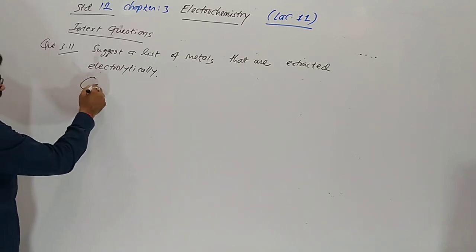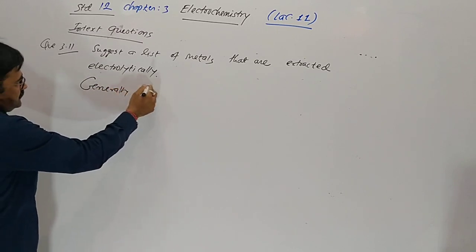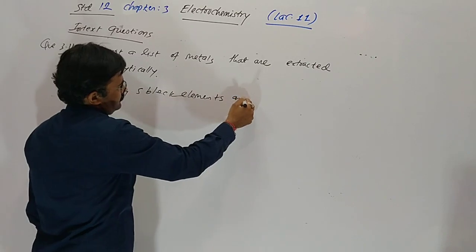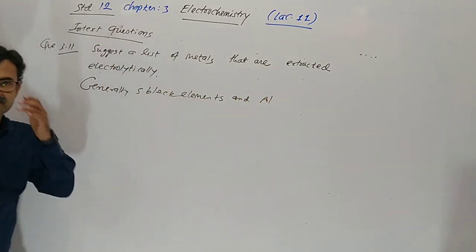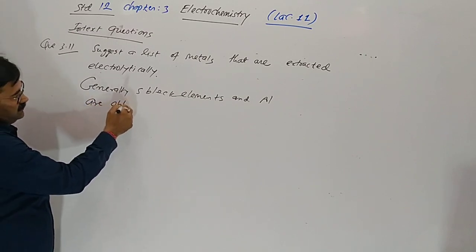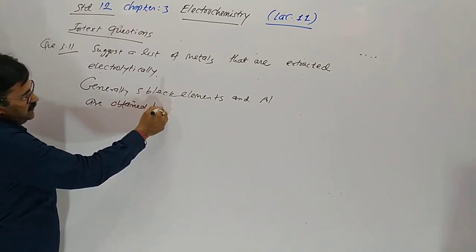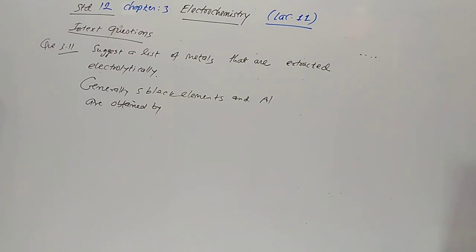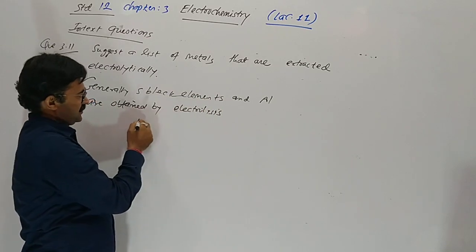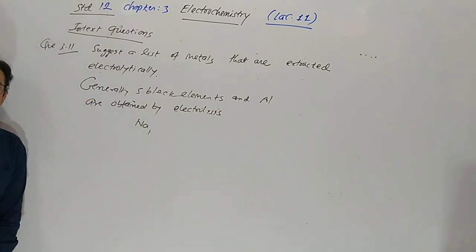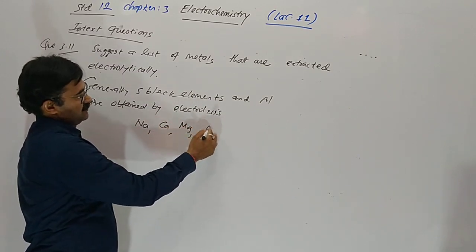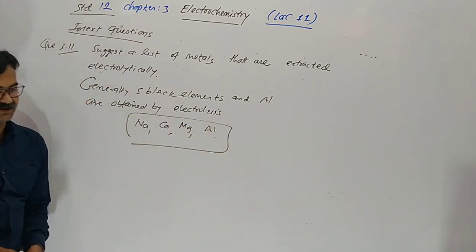Generally S block elements and aluminium are obtained by electrolysis. Yes. So metals are sodium, calcium, magnesium and aluminium. This is list only.